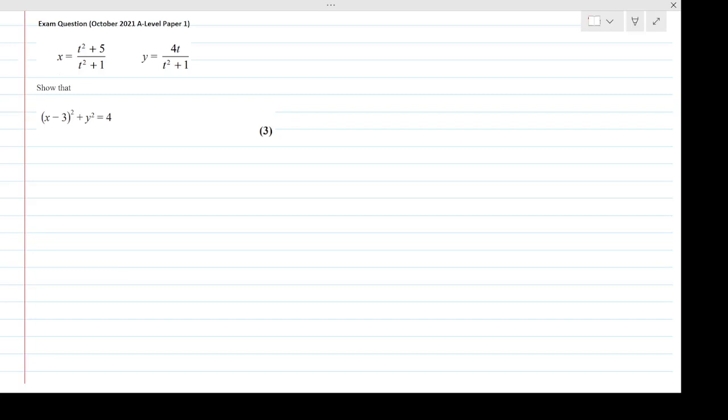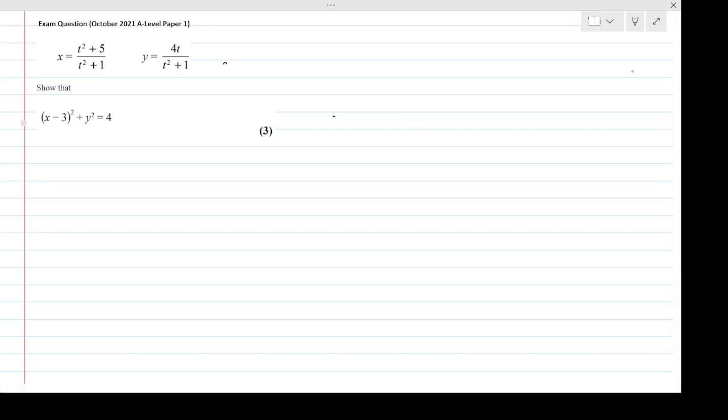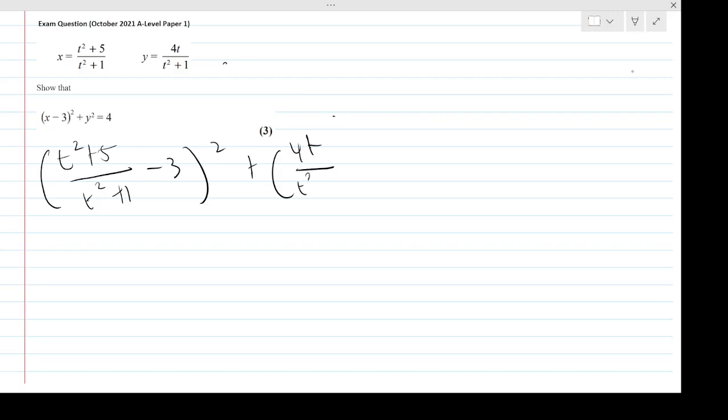So you're given x is (t squared plus 5) over (t squared plus 1), y is 4t over (t squared plus 1). We need to show this result that (x minus 3) squared plus y squared is 4. So the way we're going to do it is basically just plug it in because we've got x and y. So we can just simply go from there. So x minus 3 is going to be plugging x in, that's (t squared plus 5) over (t squared plus 1) minus 3, all squared. And y squared should be (4t over (t squared plus 1)) squared.